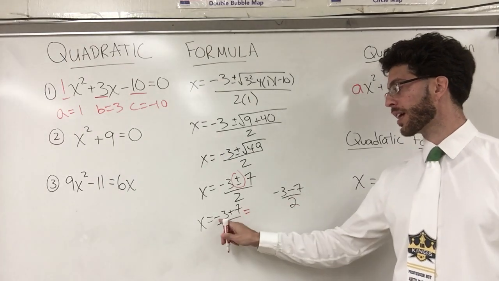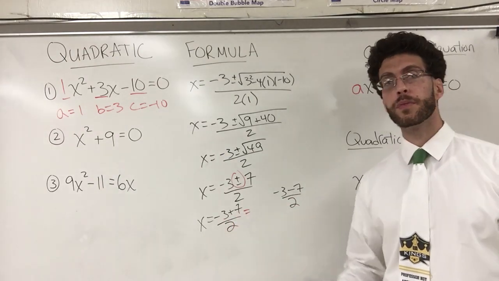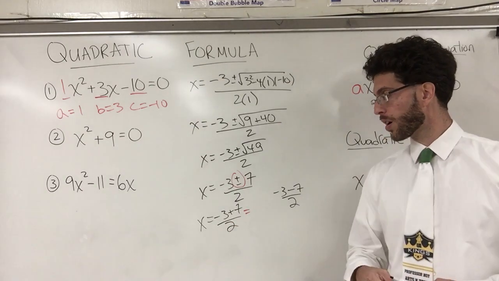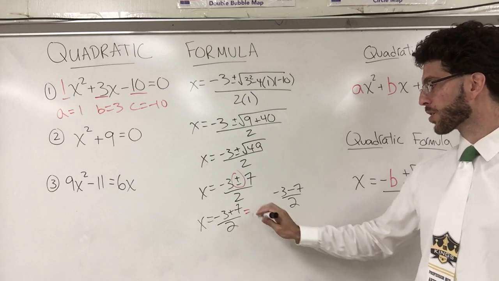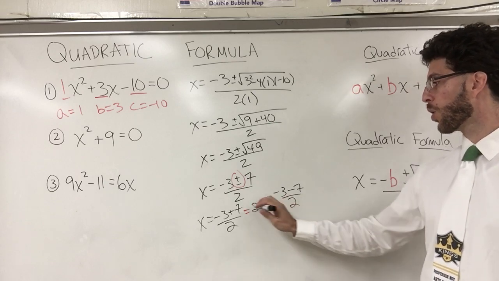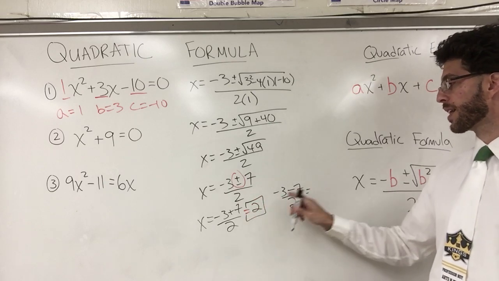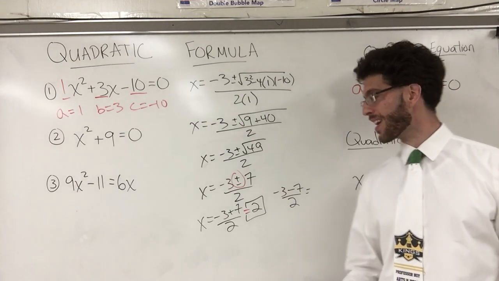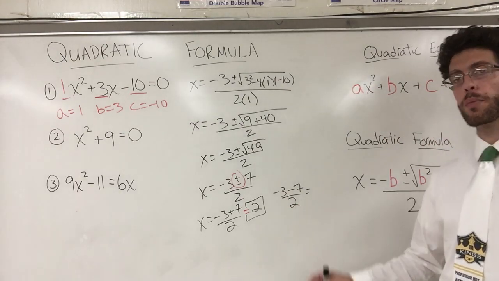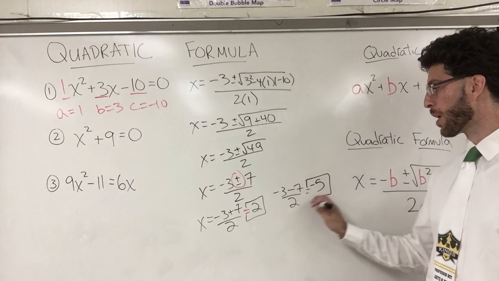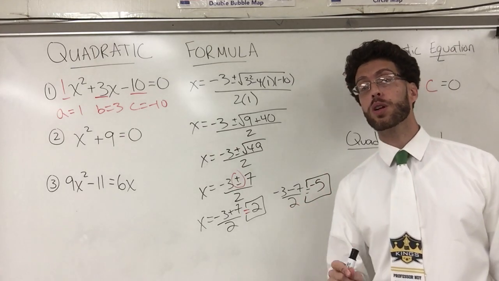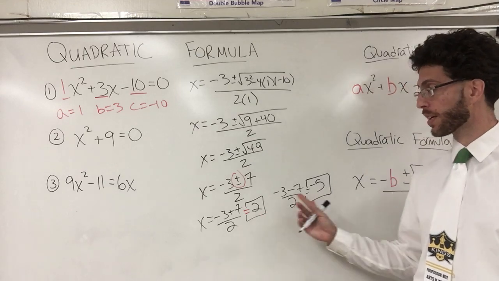So here, negative 3 plus 7 is what? 4. 4 divided by 2 is 2. So x could equal 2. Or, if I had negative 3 minus 7, that's negative 10. 10 divided by 2 is 5, so that's negative 5. And those are my 2 possible answers, which yes, you could have gotten from factoring or even guess and check.